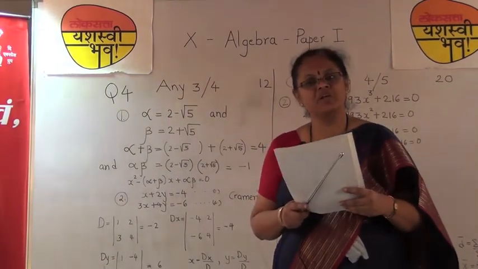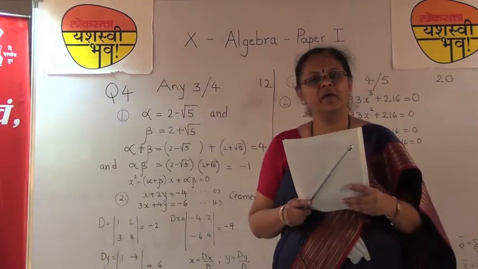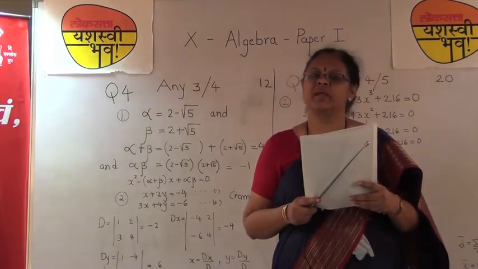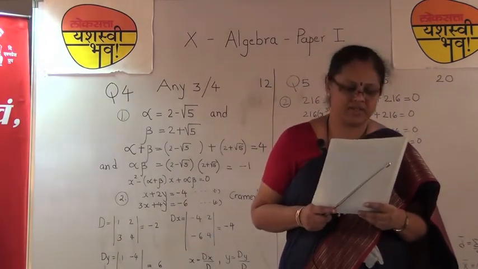Accordingly substitute the values in the formula of probability, that is P(A) is equal to n(A) upon n(S) and P(B) is equal to n(B) upon n(S), and find out the probability of the 2 events which are asked.